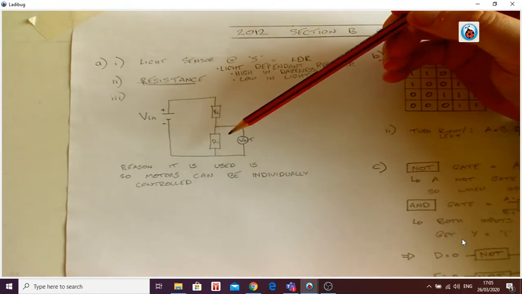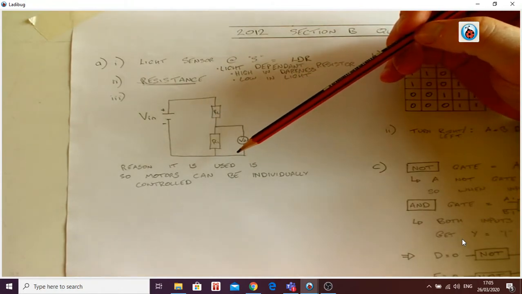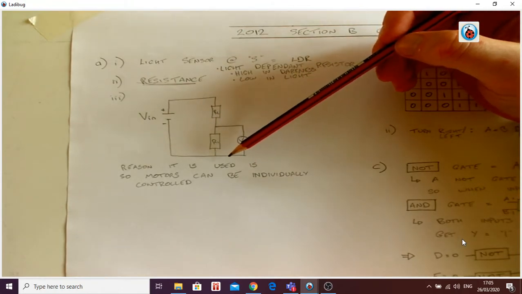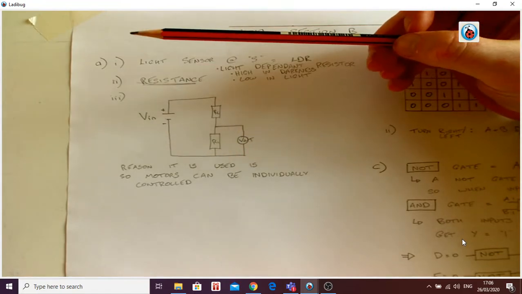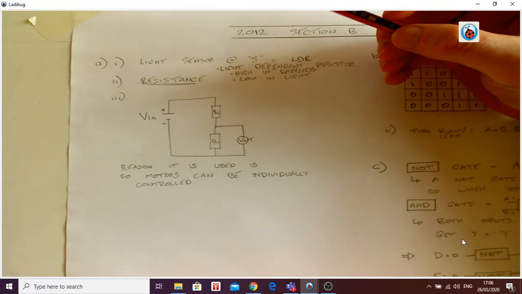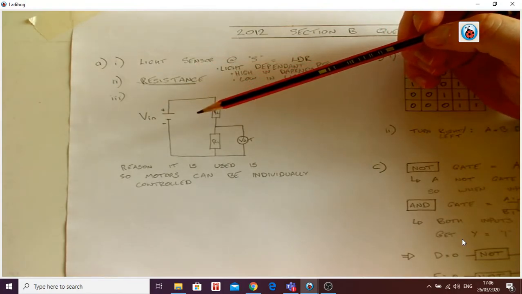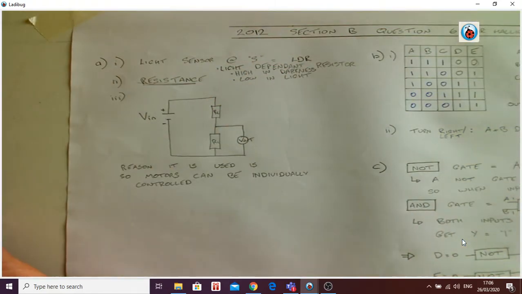The reason it's required is so the motors can be individually controlled. So we can send the current one way or another depending on what we want, and that would essentially steer the buggy. Okay, that's the simple part of this question done, lads.